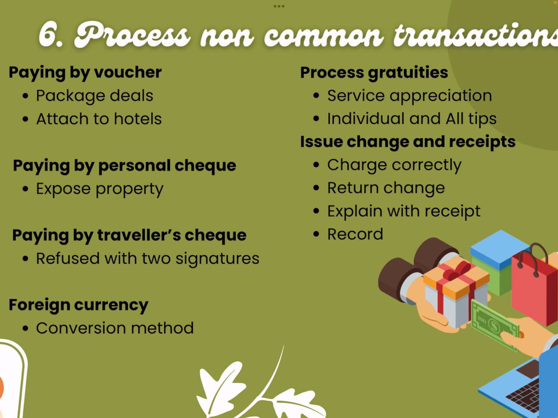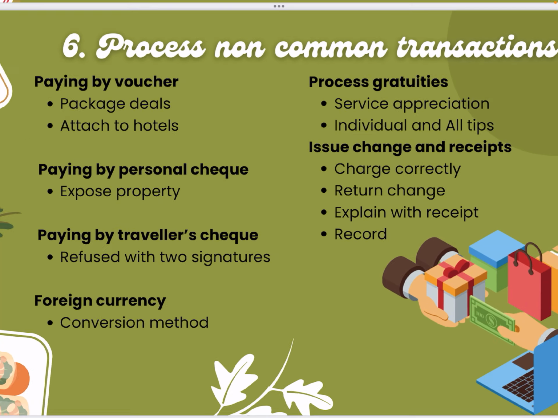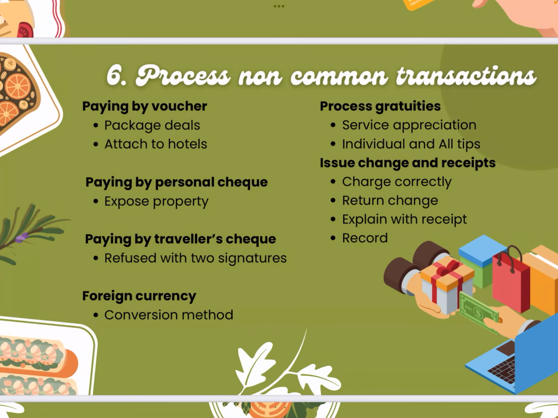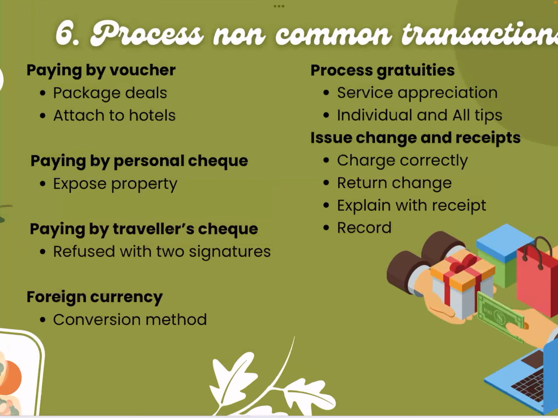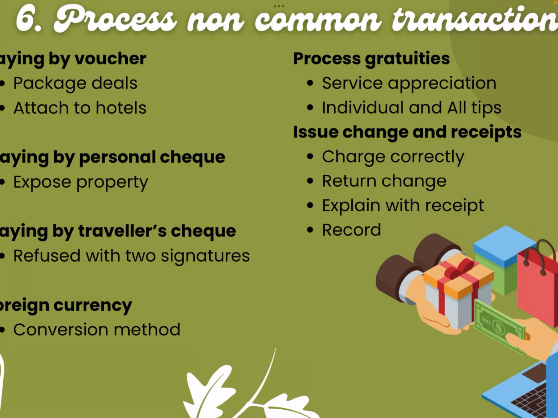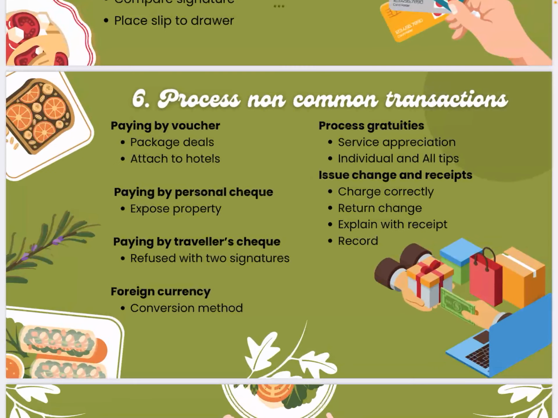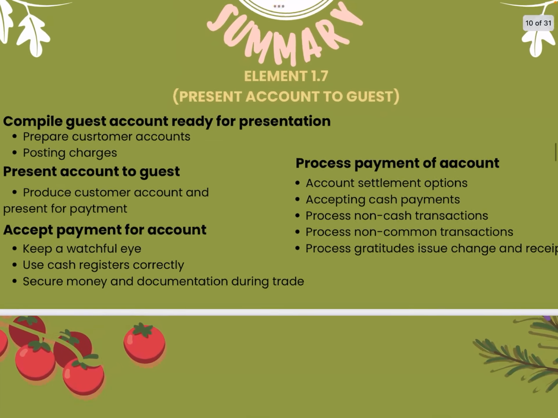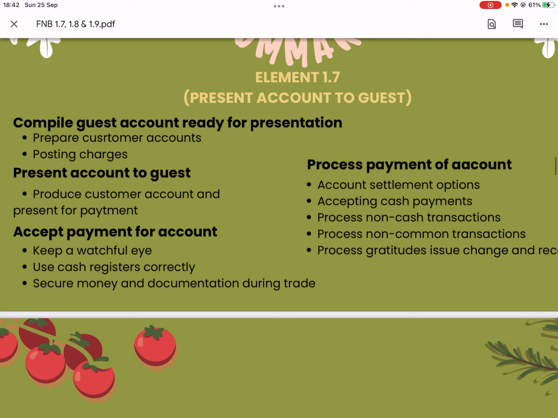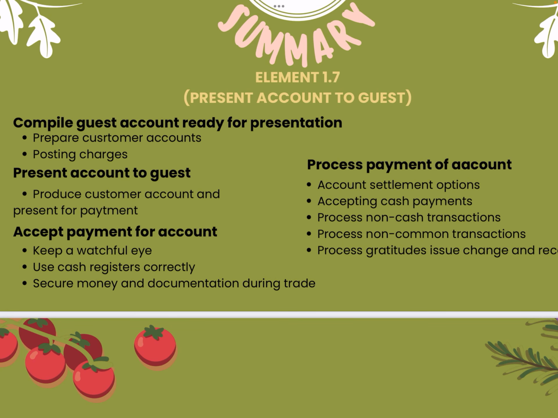Next, issue change and the receipt. So once again, be able to issue the receipts. Charge correctly, make sure it's charged correctly. Explain whatever is written in the receipt. Whenever they are asking for clarification, be able to explain that to them. So that's a summary of 1.7: compiling the guest account, how to present the guest account, accepting the payment for the account, and the process of payment of the account.